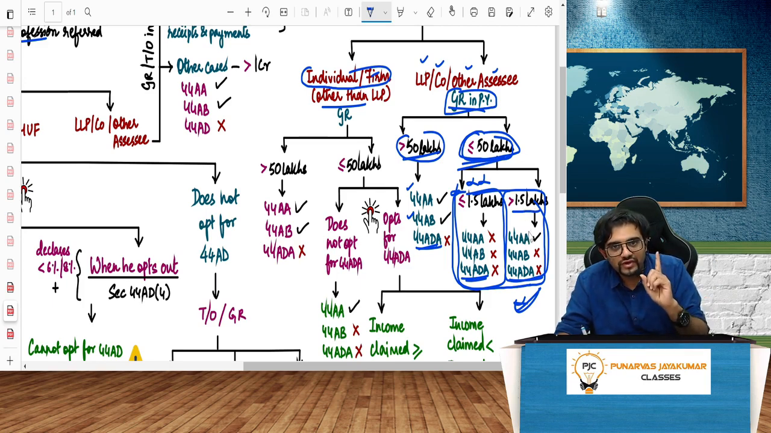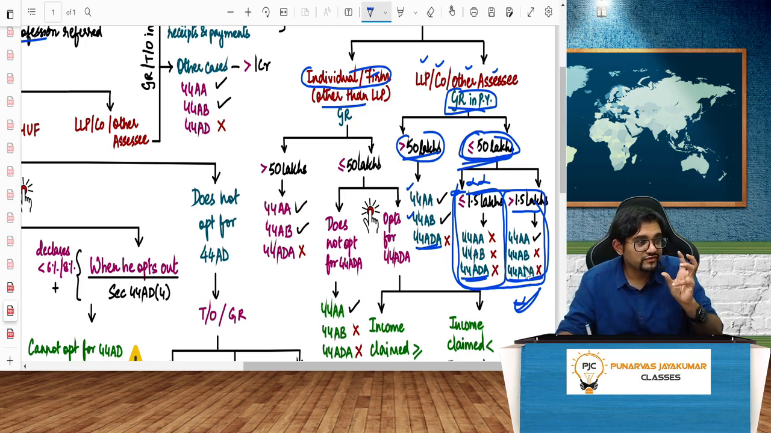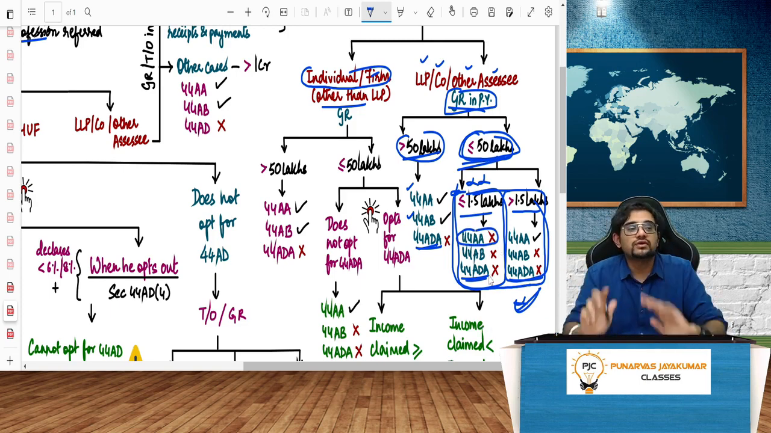Guys, as per 44 A, if your income is more than 1.5 lakh, if your gross receipts is more than 1.5 lakh, then accounts have to be maintained. Accounts have to be maintained. Then 44 AB will not come and 44 ADA will not come. But if your total gross receipts is less than or equal to 1.5 lakh in one out of the 3 preceding financial years, then 44A also will not come. 44A also will not come. AB and ADA anyway will not come.